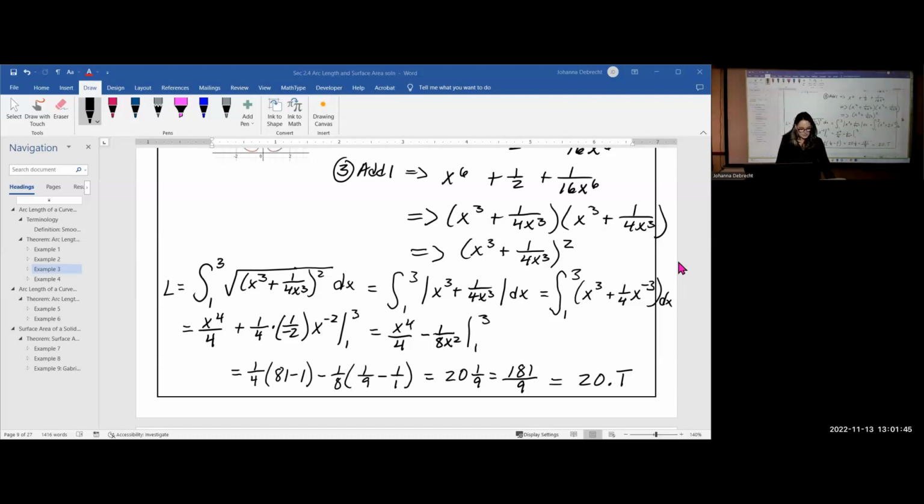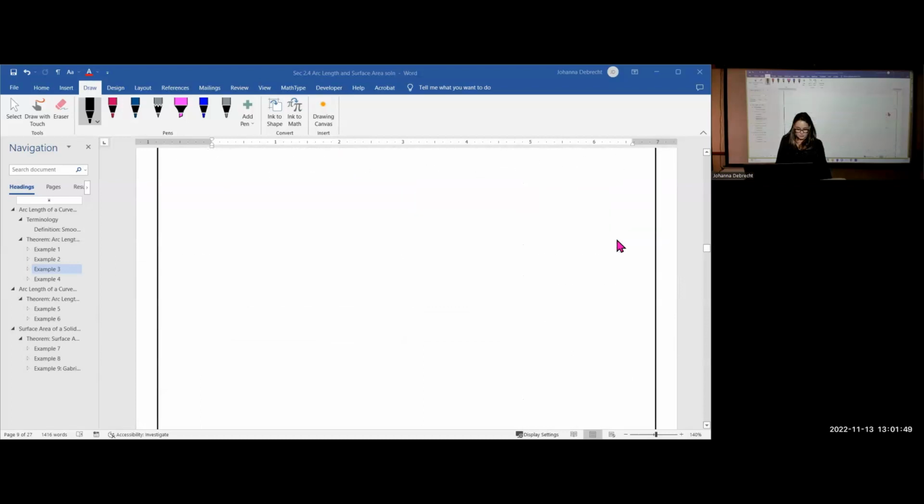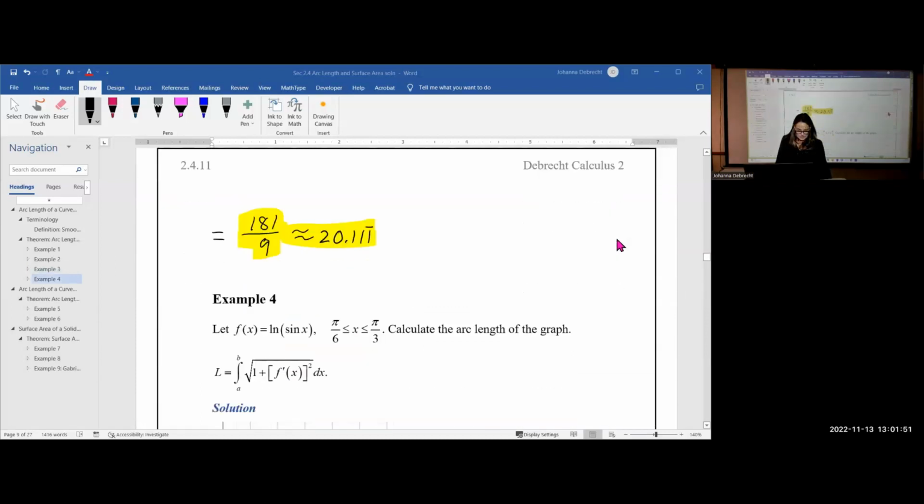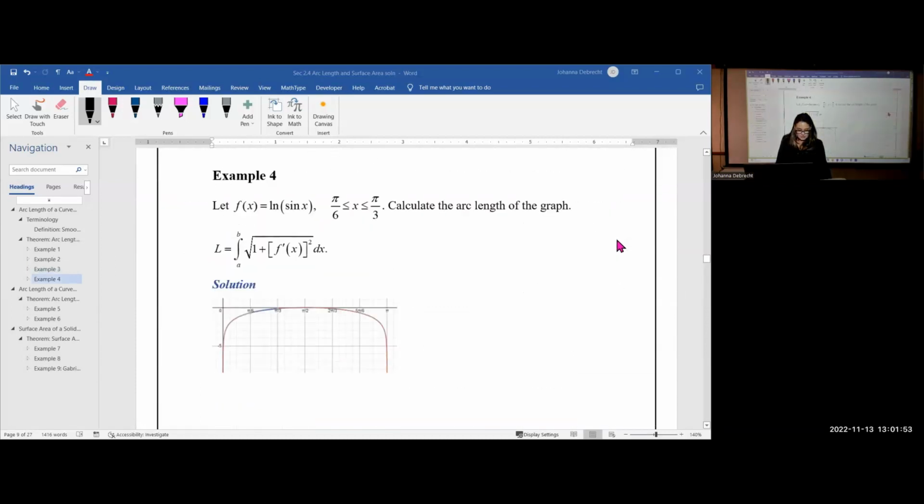All right, let's take a look at another example, and then we're going to switch to doing arc length with respect to y. So now we're going to take a look at this one right here. This is example number 4. Let f of x equal the natural log of the sine of x, which is really a fascinating curve that we've got going on here.